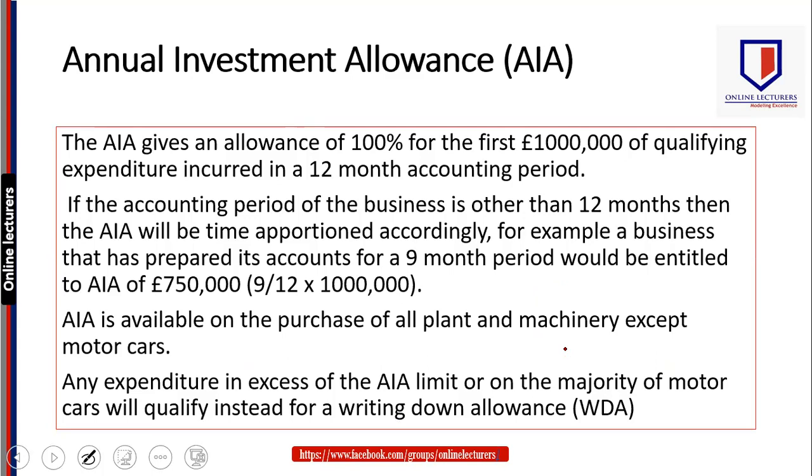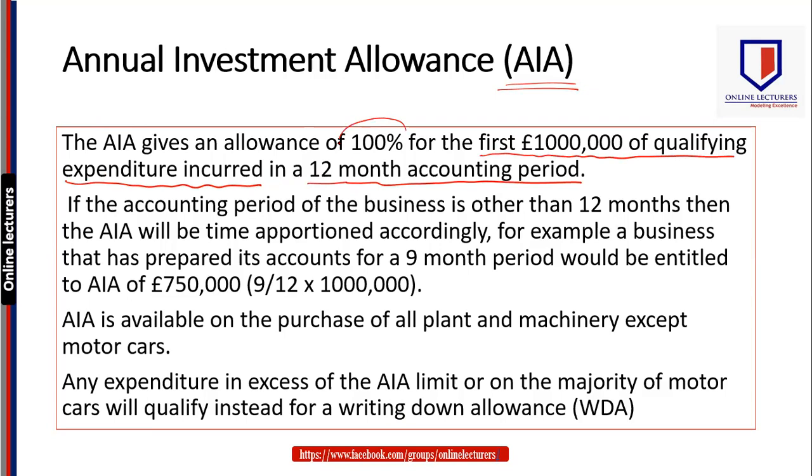As far as the annual investment allowance is concerned, for the tax year 2021, it will be available for the first 1 million of the qualifying expenditure incurred in a 12-month accounting period. And you can get 100% of the first 1 million of qualifying expenditure. What does it mean? If you have purchased plant and machinery at a cost of, say, 1.5 million, you will get immediately 1 million as a capital allowance. And this 1 million limit is for a 12-month period.